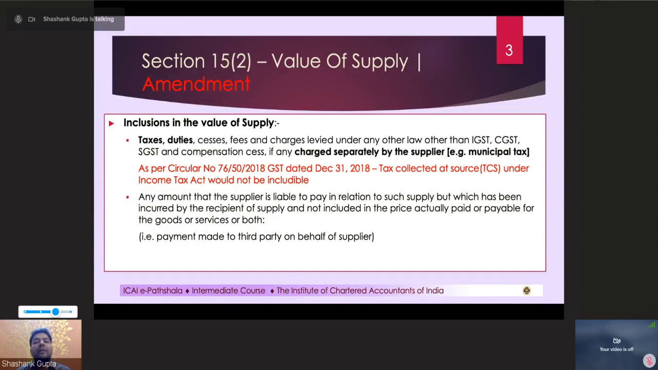So this is where the government says any amount that the supplier is liable to pay, but which has been incurred by the recipient, that is LG, and not included in the price actually paid or payable. So the price actually paid or payable was 10 lakh rupees, whereas I am saying I will pay, you pay me only 9,50,000. Clear?